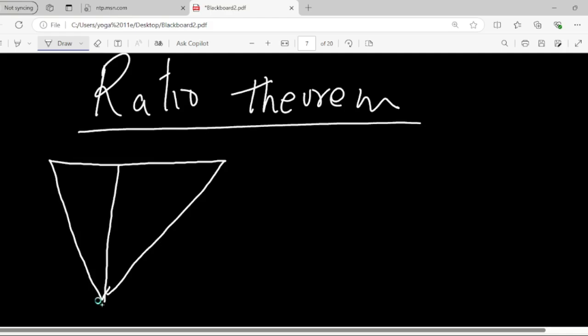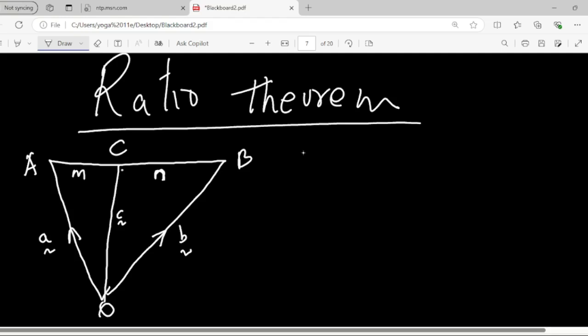We have O, we have A, we have B. This is vector A, and this is vector B. And if this is C, this is vector C. So A has got AC as a ratio. If we take AC to be ratio M and CB to be ratio N, then the ratio theorem says that we can get OC.